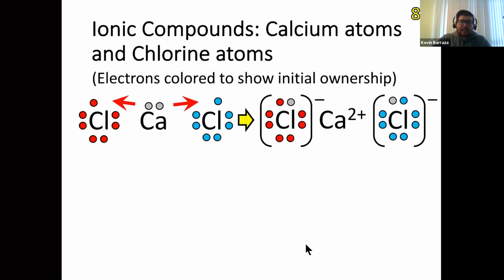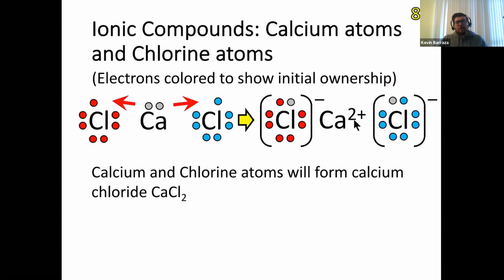So the result is that when calcium atoms combine with chlorine atoms, they're going to form a 1-to-2 ratio because calcium needs to give away both electrons to be happy, but chlorine only needs 1 electron. So we need to have an extra chlorine be a partner. So this is why ionic compounds aren't always 1-to-1 ratios. In this scenario, it's a 1-to-2 ratio. And so we would say calcium and chlorine atoms will form calcium chloride, CaCl2, as the predicted compound.